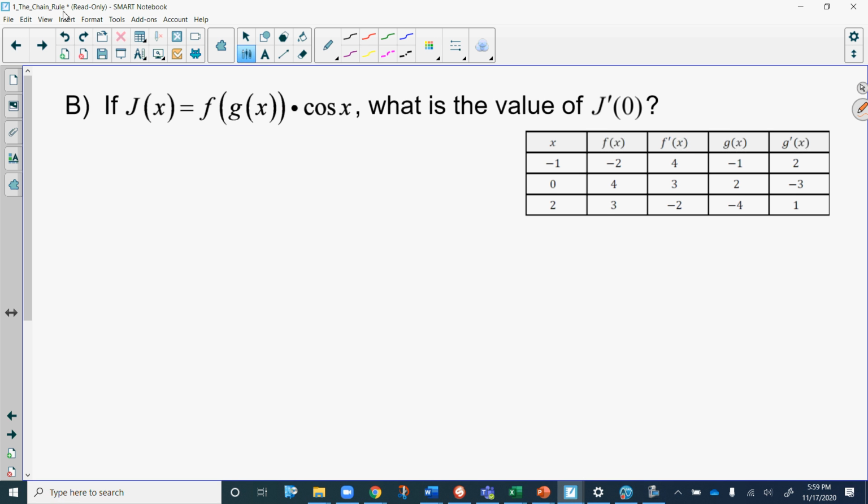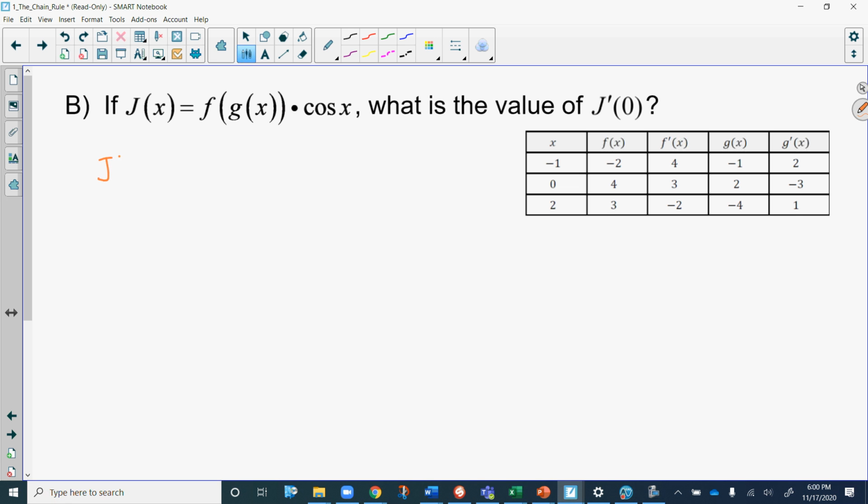So this is our last example. j of x is equal to the composite function f of g of x times cosine of x, and it's asking us what is the derivative of the function at 0. So we have a composite function, so we're using the chain rule, and we're multiplying the composite by another function, so we're definitely using the product rule at the same time. So let's see what we're able to get here.